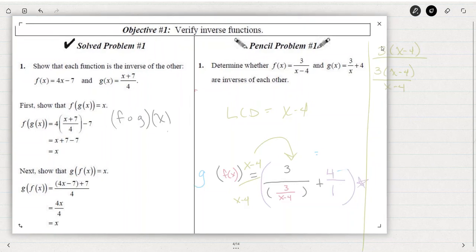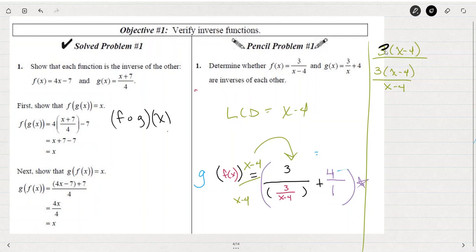Here's the 3 over, and then we had a red 3. This 3 is the one in the bottom. So you see what we've done is we've just put an x minus 4 in the top and in the bottom, right? So I've just multiplied that by 1.